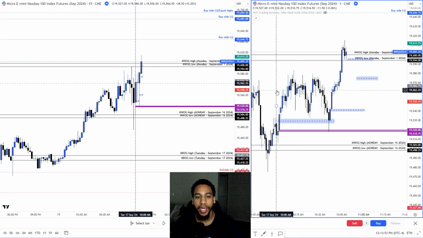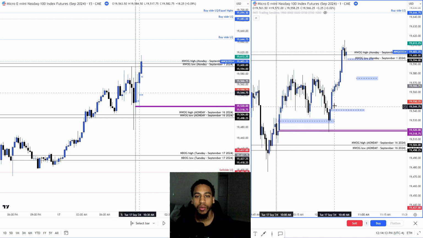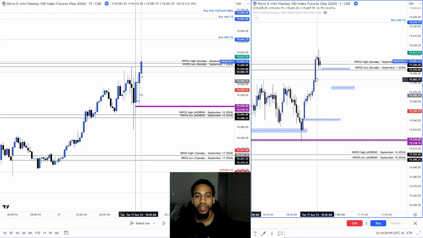If you look right here, I got the 10 o'clock hour marked up by this vertical line. So like I said, you want to watch the overall structure on the 15-minute. As you can see, we ran up and took out this high right here. You can clearly see that on the 1 minute by this big run up. So once we take out this buy side liquidity right here, I'm looking for a market structure shift to the downside.